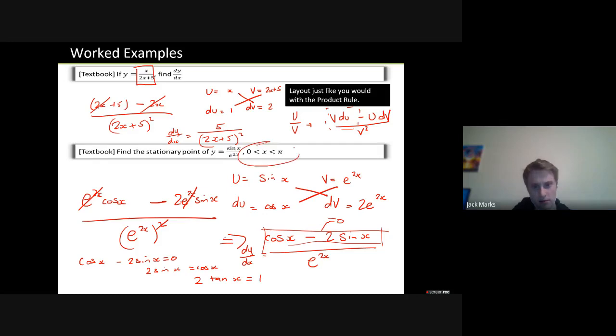Did you remember to use radians? Because we've differentiated with trig. So even if it didn't have that there, we would need to make sure that we use our calculator in radians for the last part.